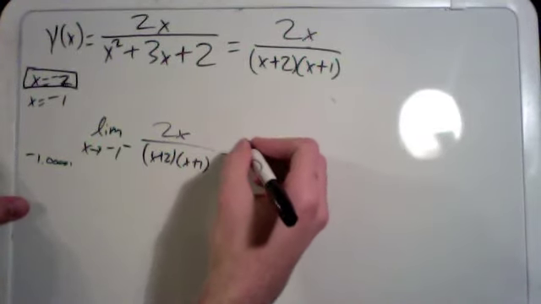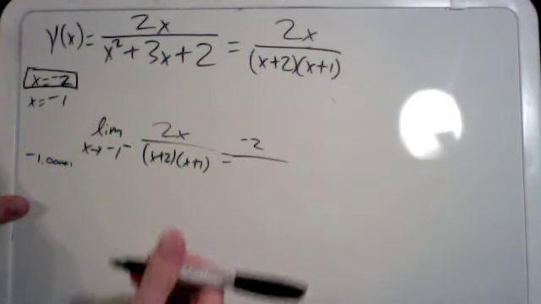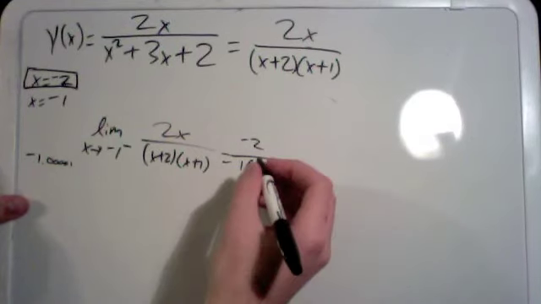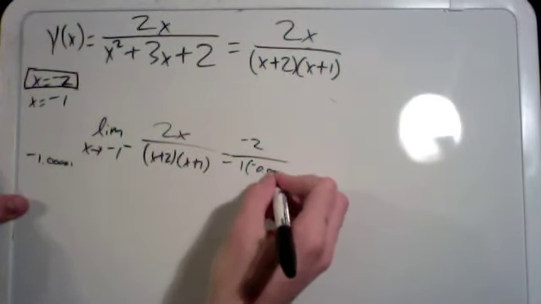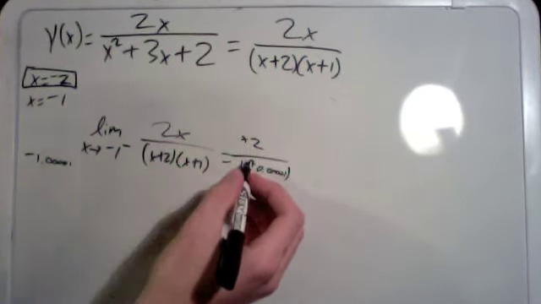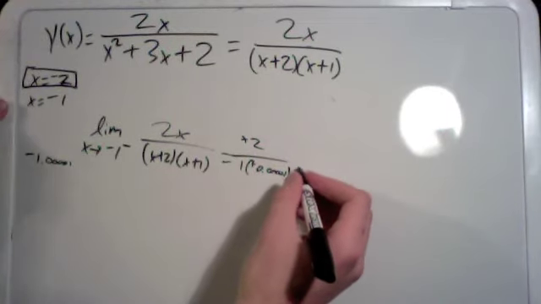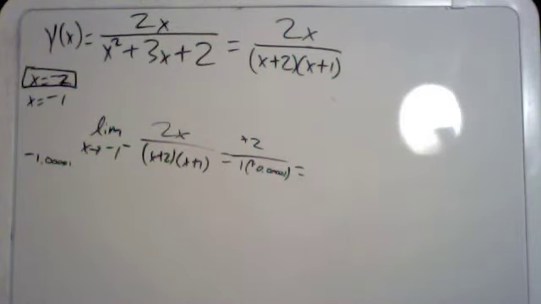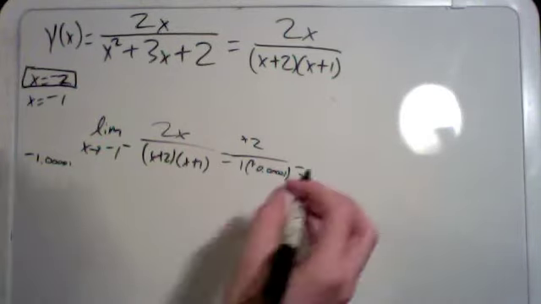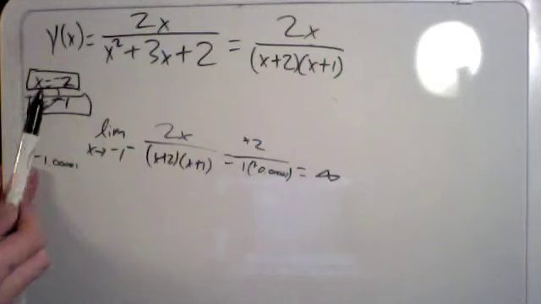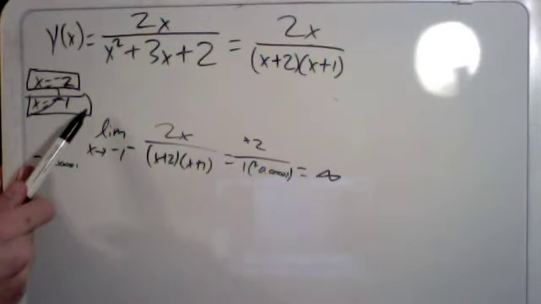So over here we're going to have something like negative 2 on the top, although it doesn't really matter. Like we've said, over here it's going to be 1 times something like negative 0.0001, something very small. The negative signs cancel out, so it's going to be positive, and some number over something really infinitesimally small is going to be, once again, infinity. So we know that our vertical asymptotes are x equals negative 2 and x equals negative 1.